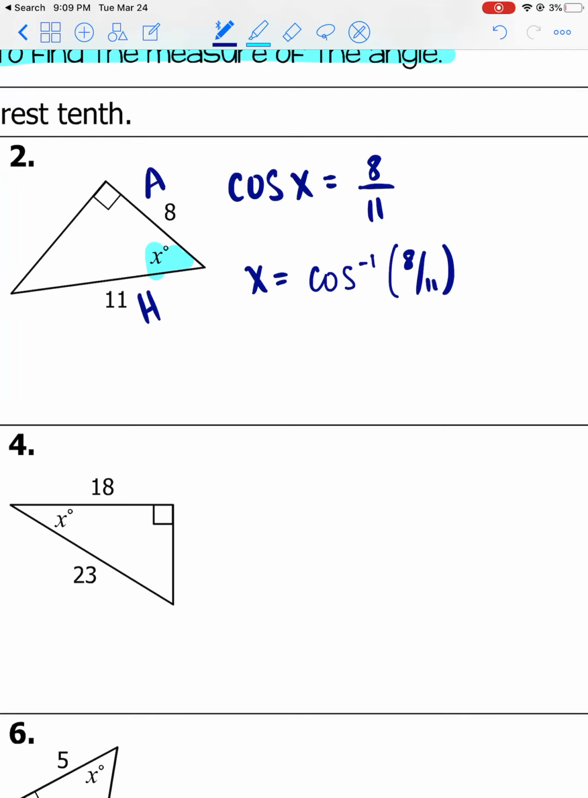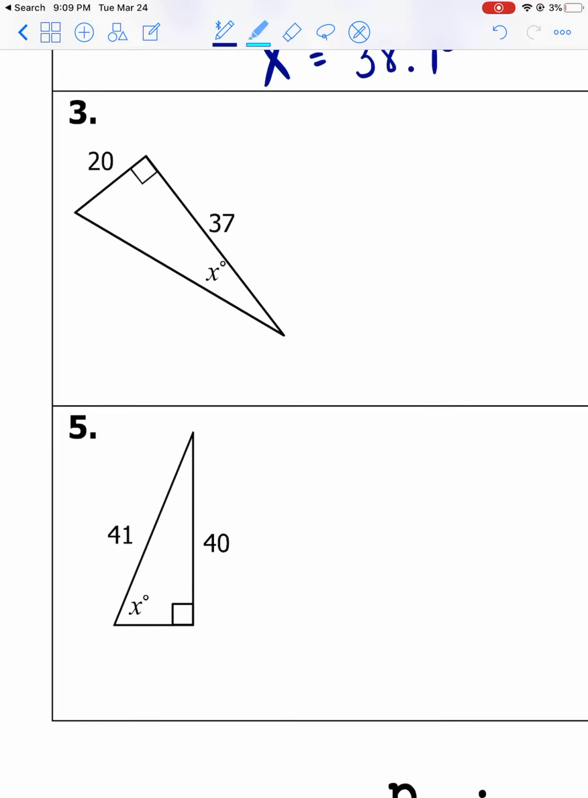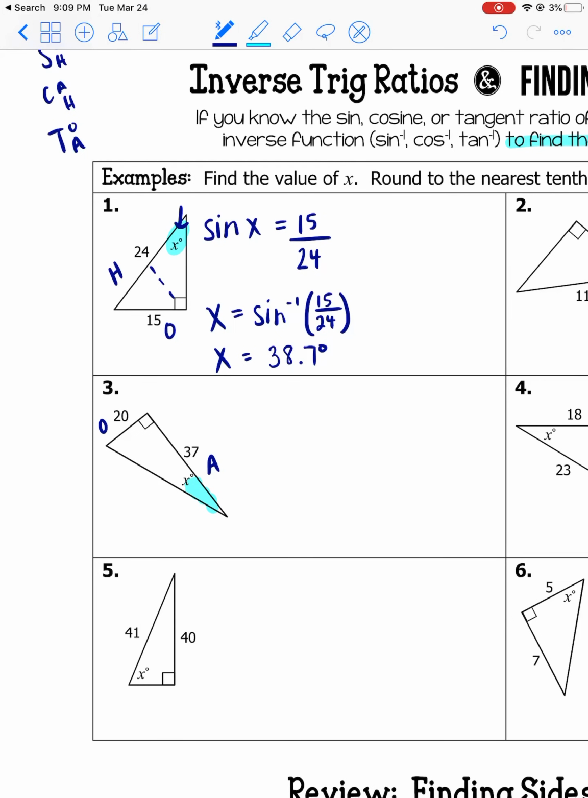We're going to round to 43.3, and again, is that reasonable? It absolutely is. One more. This is our angle. The 20 is opposite. The 37 is adjacent. Our hypotenuse is not relevant to us right now. That is tangent.